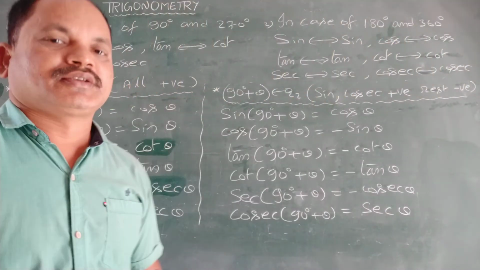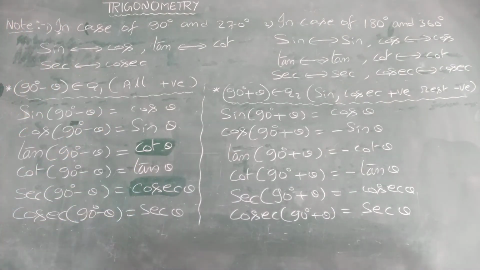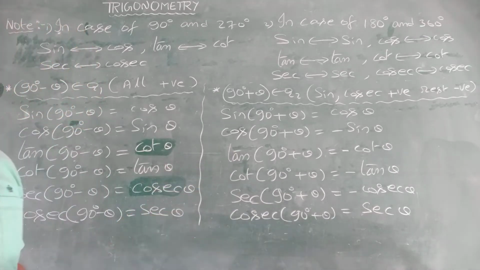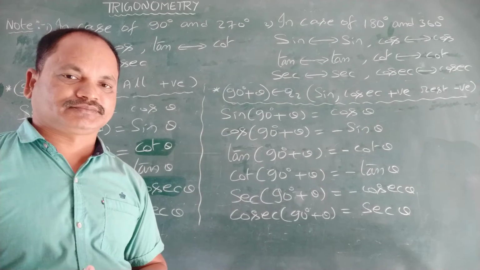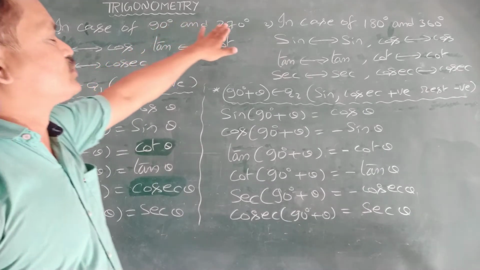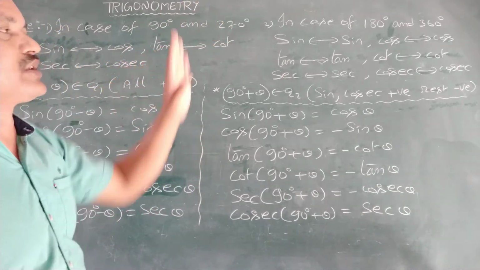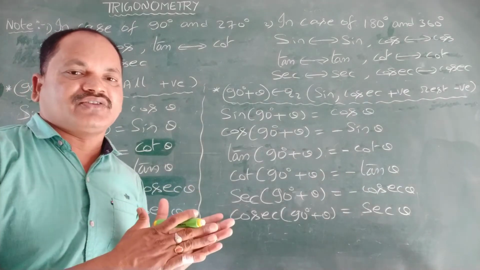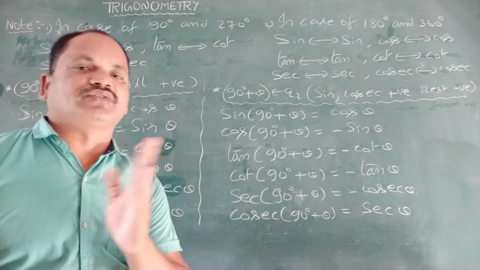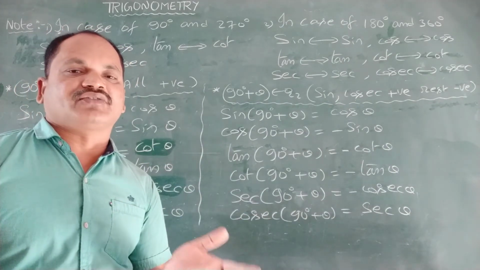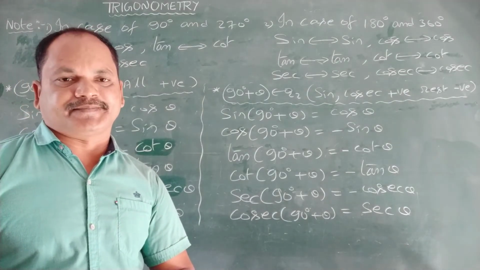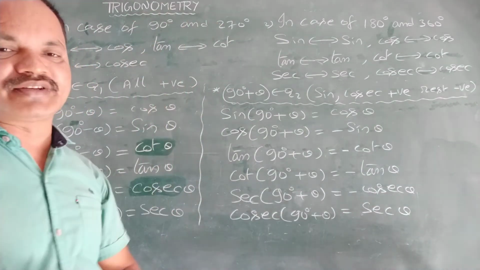Now observe the trigonometric ratios. Why are they positive, and why are they negative in the remaining quadrants? Observe. In case of 90 or 270, sine changes to cos, cos changes to sine, tan changes to cot, cot changes to tan, and secant changes to cosecant, cosecant changes to secant.